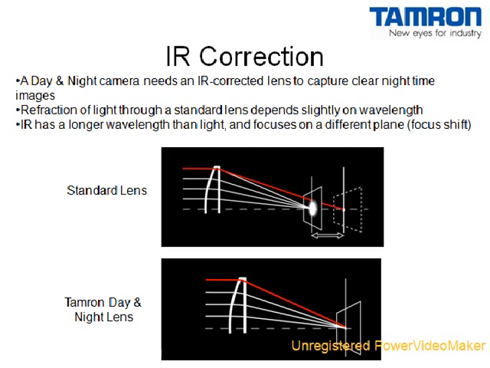Tamron day and night lenses correct focus shift to focus infrared light on the same plane as visible light, resulting in a sharp image whether taken during the day in visible light or during nighttime in infrared.